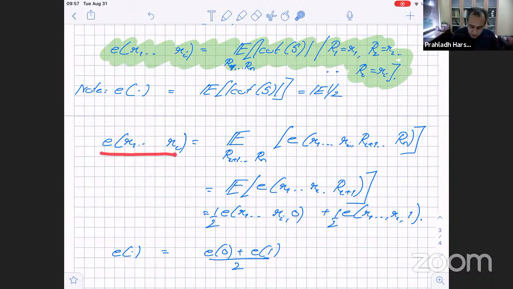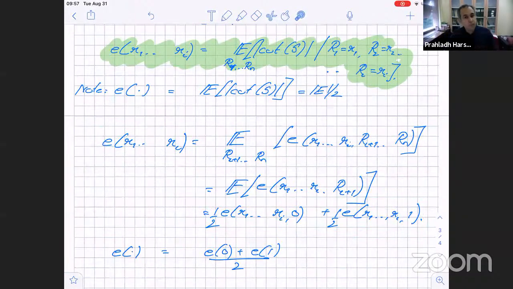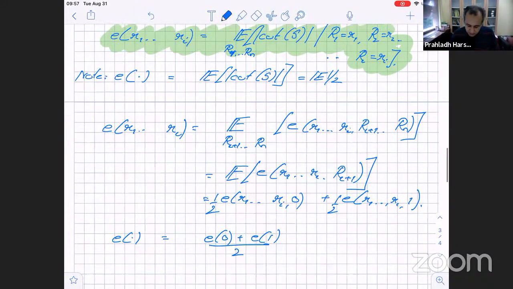So each time you are at a particular choice, you have a particular expectation. This expectation is an average of two other expectations, and you pick that, and you know one of them has to be at least this quantity. So I want to say at each step.